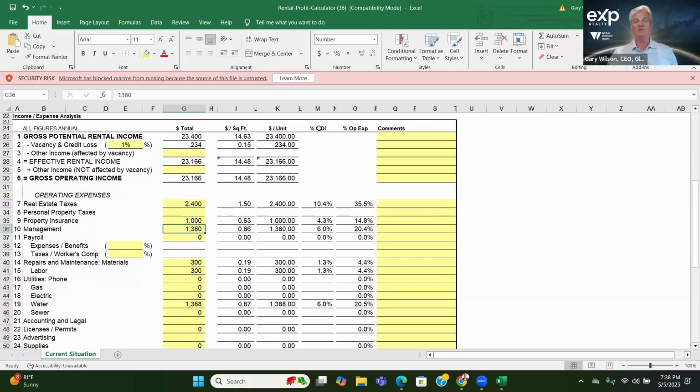So there are two columns. There's one column that says percentage of gross operating income. Out of that $23,166, rent of $2,400 is 10.4% of your gross operating income. That's actually a big number. I would never go above 10%. In fact, I try to keep mine to like 5%. It's hard to do.